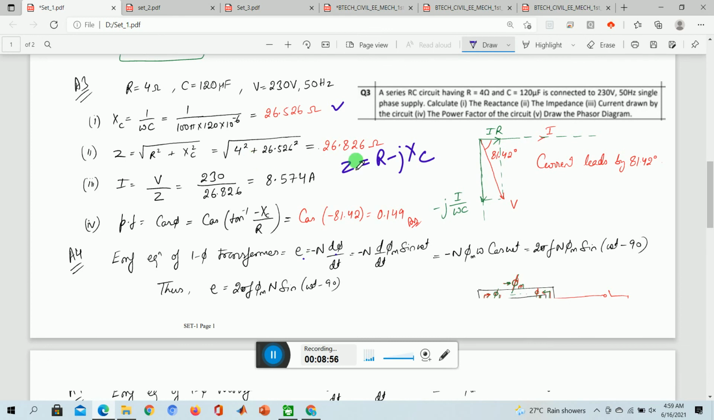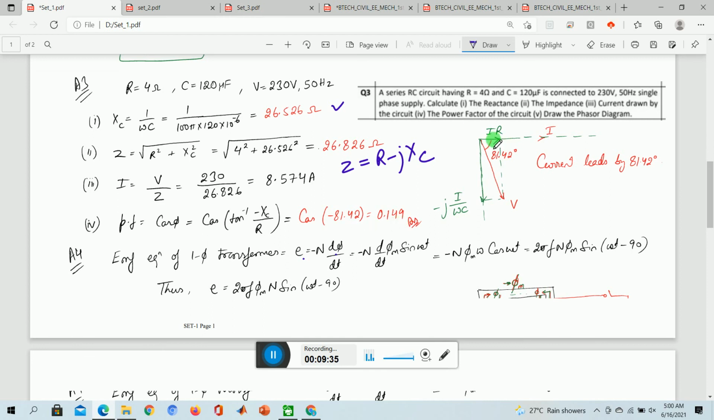Thus we get Z is equal to 26.826. The current over here is V by Z, that is 8.574 ampere. The power factor is the cos of the angle between V and I. So you need to know the angle, it is tan inverse of minus XC by R. So tan inverse of minus XC by R is phi, that is negative 81.42. Cos of this value is 0.149.